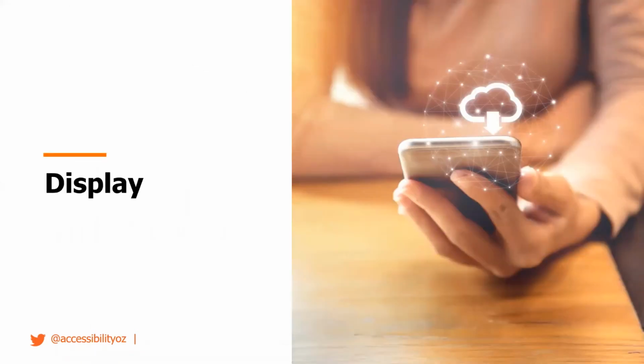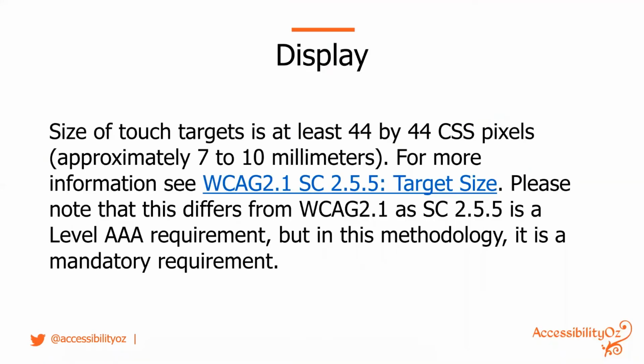Next section is display. This is something where it's actually a 2.1 requirement. So whenever we specify a 2.1 requirement, we reference it in the methodology. So this is size of touch targets is at least 44 by 44 CSS pixels, which is approximately 7 to 10 millimeters. For more information, see WCAG 2.1, success criterion 2.5.5 target size. Please note that this differs from WCAG 2.1 as success criterion 2.5.5 is a level AAA requirement, but in this methodology, it is a mandatory requirement.